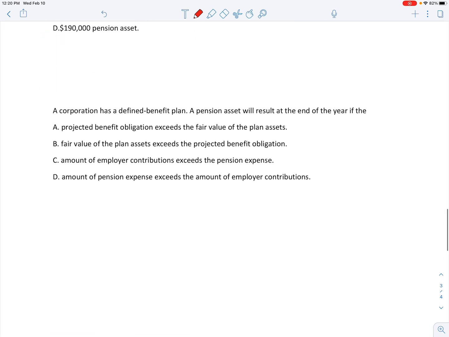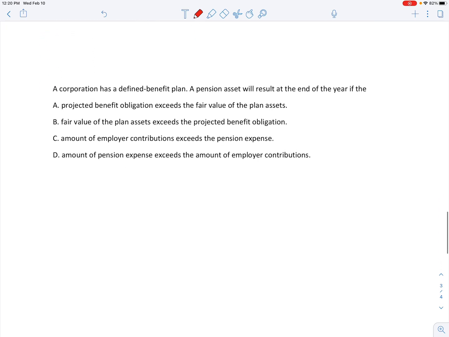And again, how might this be presented in a word type problem? If they have this defined benefit plan, we really focus on that defined benefit plan because it is a little bit more complex. So I wanted to give you a little bit more information to try on that one. So the question is, if I have a pension asset, what would that result from?